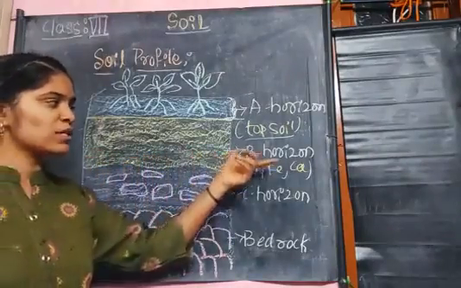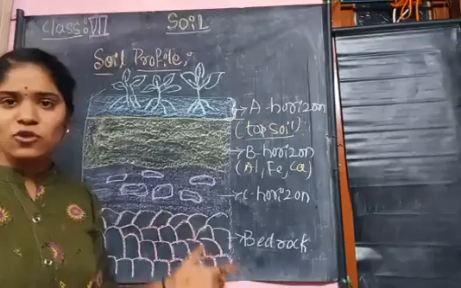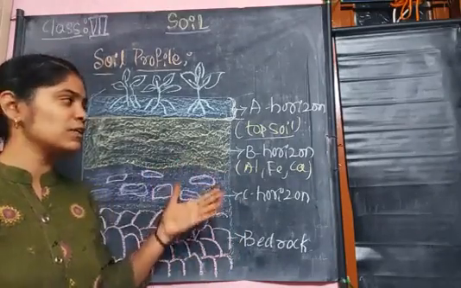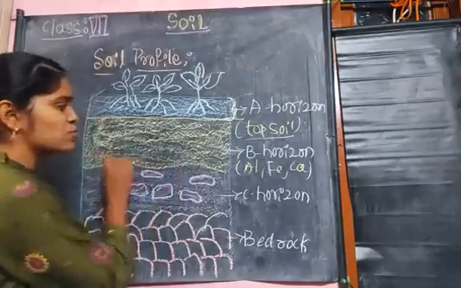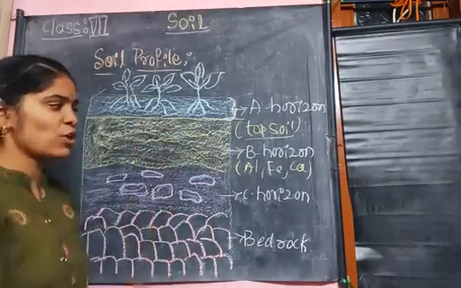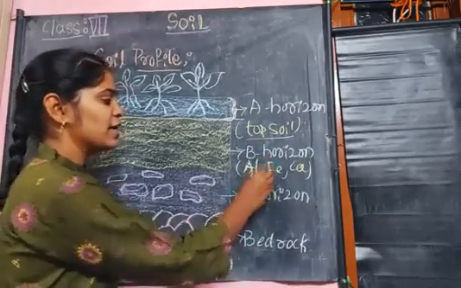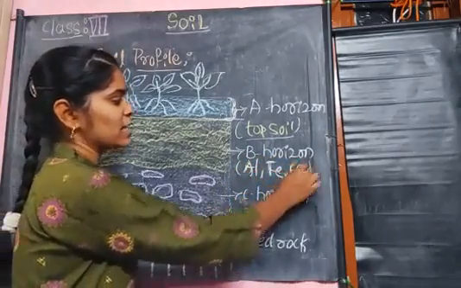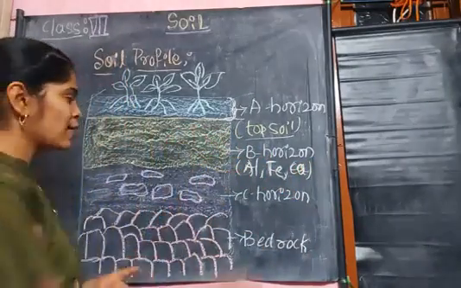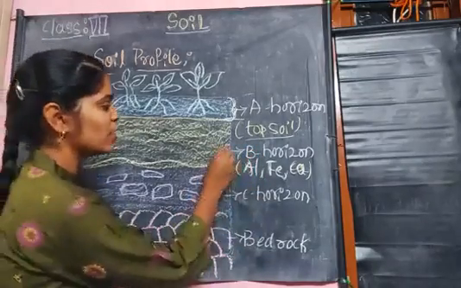The next one is the B horizon. This is also a layer of the soil. In this region we can observe the chemicals and minerals present in the soil. For example, aluminium, that is Al, iron, that is Fe, and calcium. These are some chemicals or minerals present deeper in the soil. In which layer? In the B horizon.